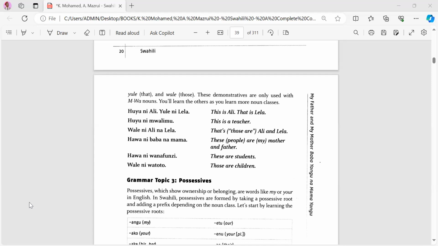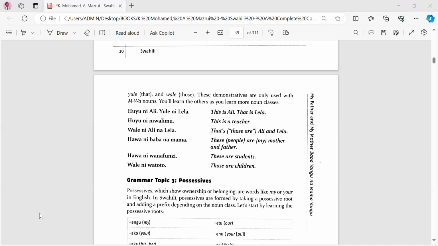Hawa ni wanafunzi. These are students. Wale ni watoto. These are children. Sister Ida, you're also now making O to be U. I know you are affected by English. It's O, then. O remains O. Okay. Watoto. Yes, watoto, not watutu.